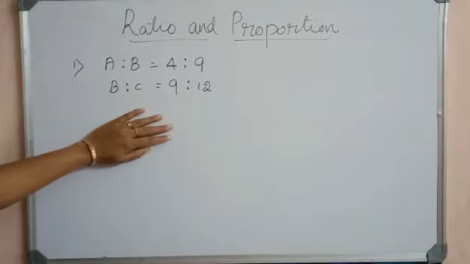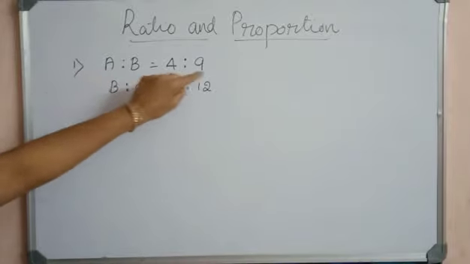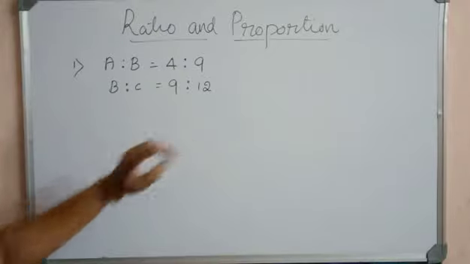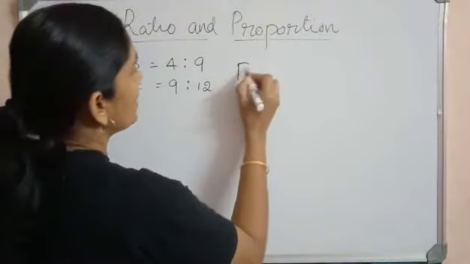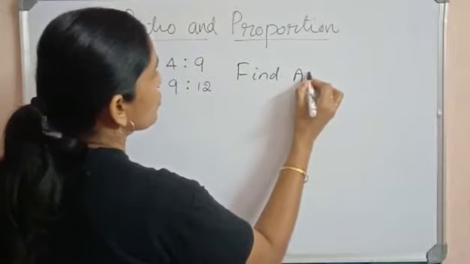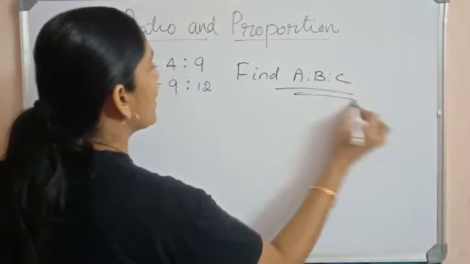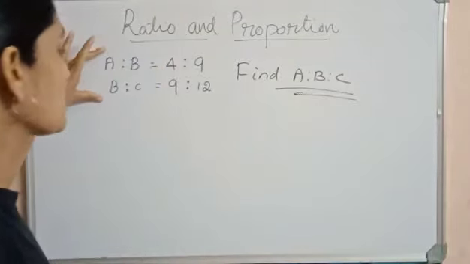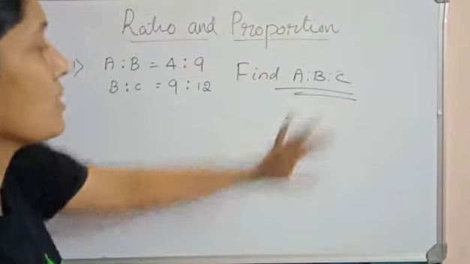Consider the first question. A is to B is 4 is to 9 and B is to C is 9 is to 12. We need to find A is to B is to C. Here we are combining these two ratios and finding the value of A is to B is to C.